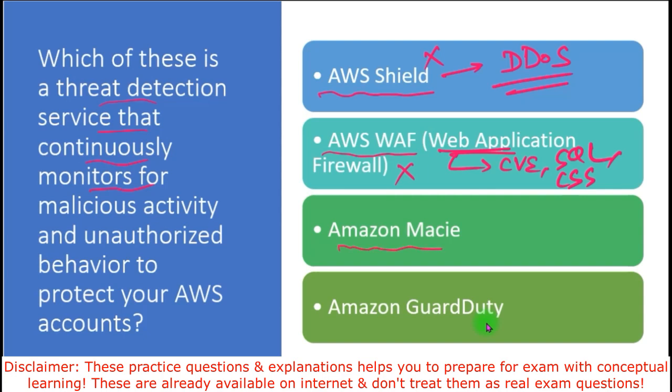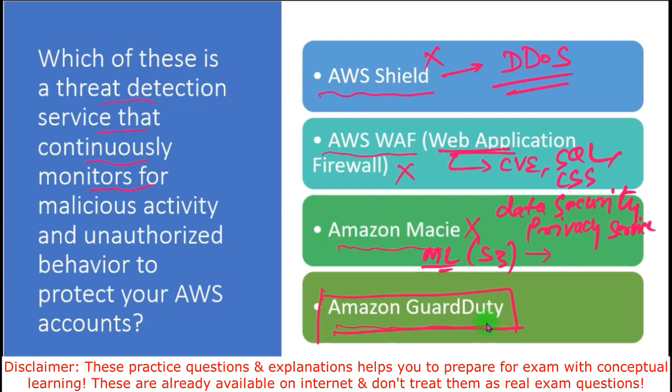If we talk about Amazon Macie, this is also not correct, because it is a fully managed data security and privacy service which uses machine learning to identify sensitive data in AWS, or Amazon S3, and it will be used when we migrate data to AWS. So this is not correct here. So the correct answer for this question will be Amazon GuardDuty.